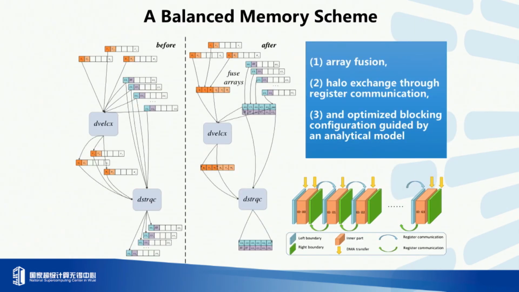And we also do array fusion. In this problem, each grid actually has 30 to 40 variables, so 30 to 40 3D arrays that you have to deal with. So we have to analyze the patterns and put the arrays with the same compute and memory patterns together so that we can use a larger block size and improve our memory bandwidth utilization. And also, a very good feature of our system, we can use register communication to exchange the halos, which is a very important part for the stencil operations.